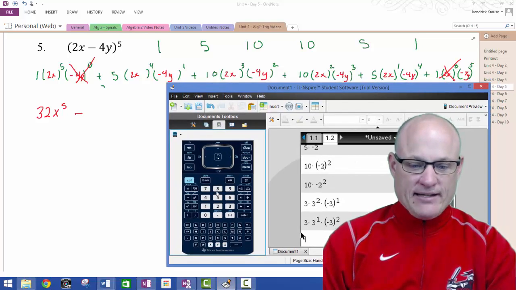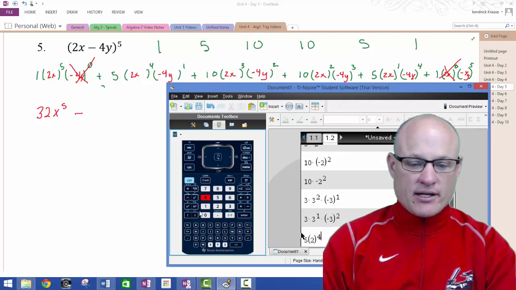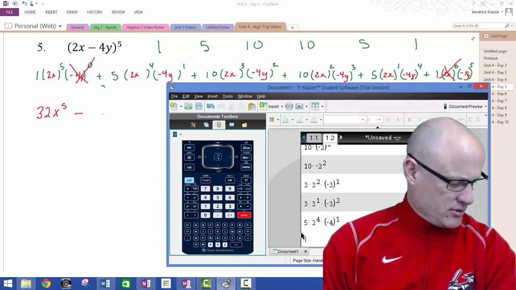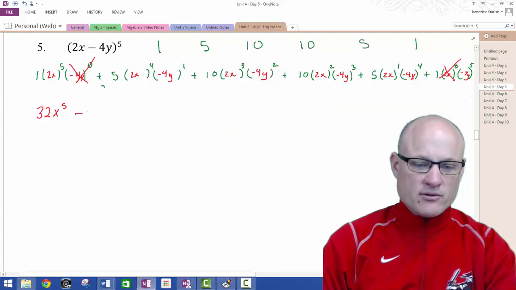So here we go. Let's see. We've got a 5, parenthesis, 2, parenthesis raised to the 4th power. And then we've got to get out of exponent mode. Parentheses, negative 4 raised to the 1st power. And we'll hit enter and we'll get negative 320. Wow, that's a huge, humongous number. Did I do that right? Let me make sure. 2 to the 4th is 16. 16 times 5 is 80. 80 times negative 4 is negative 320. Sounds about right.